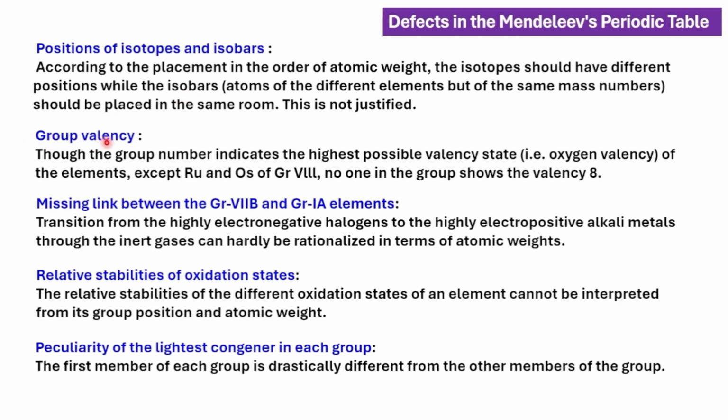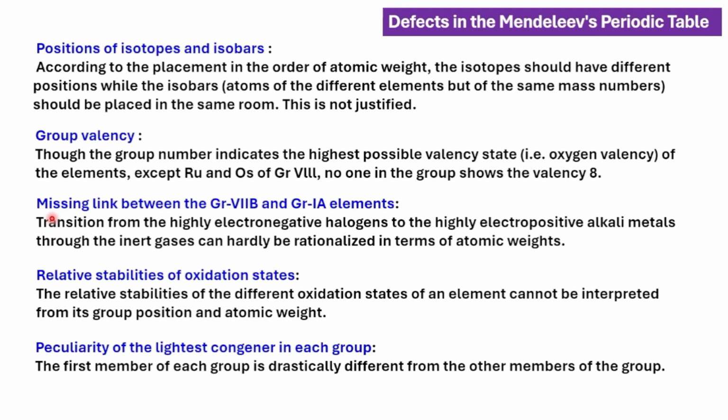Next was group valency. The group number indicates the highest possible valency state, that is, in the case of oxygen, valency might be 8, but except ruthenium and osmium of group 8, no one in the group shows the valency 8. So the highest possible valency was denoted from the group number, but in reality, they don't show that much valency.